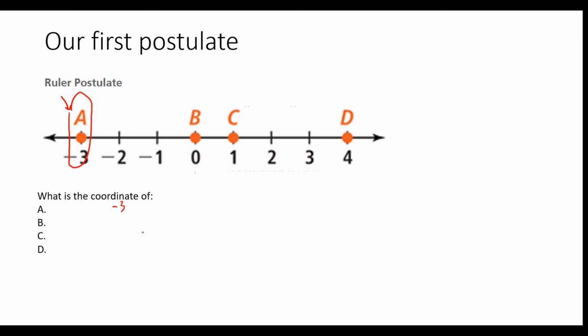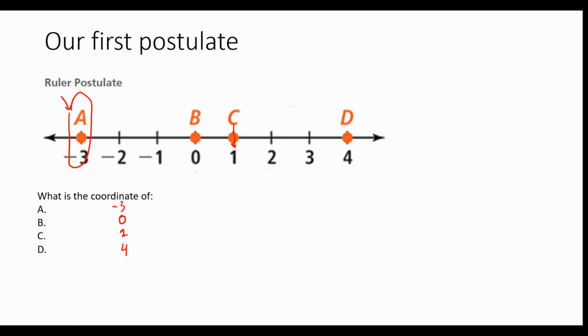A ruler is any device you can measure on. This is an infinitely long ruler that we are looking at a specific section of, and that section goes from negative 3 to 4. The coordinate of B is 0, the coordinate of C is 1, and the coordinate of D is 4. So it's just saying that your point can be placed on any value on the ruler, and we can go from there. Now we can start using the ruler postulate, just like we do in real life, to measure the distance between points, and that's what we're actually getting ready to do.